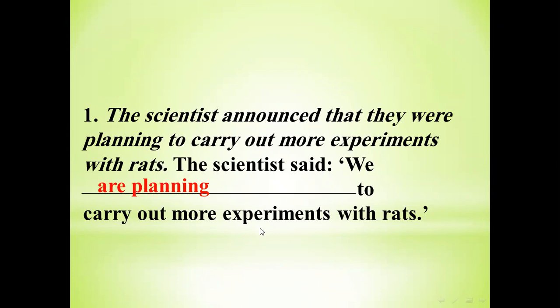If I say the scientist said, we are planning to carry out, how come it becomes are? And the verb planning, the same verb, don't change planning. Keep it. Here, were planning is past progressive, but here it is present progressive. So the first sentence is reported speech, but the second sentence, when I say the scientist said, is direct speech, because here we put his exact words between quotation marks. This is a quotation mark, this one, and the other quotation mark here at the end of the sentence.